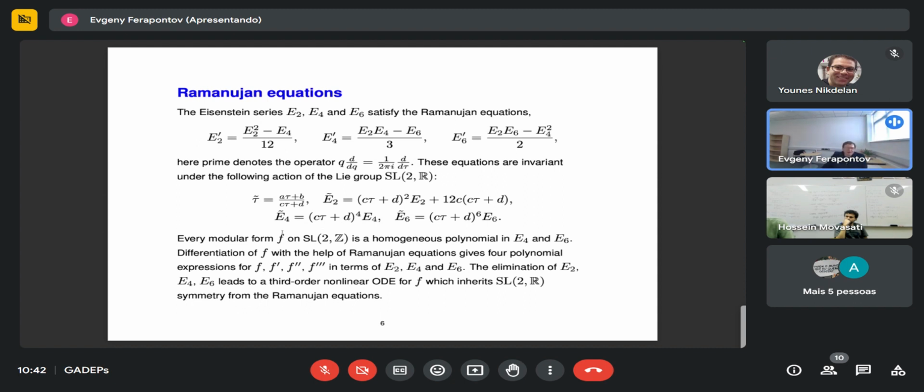Now, it's well known that every modular form f on SL2Z is a homogeneous polynomial in E4 and E6, all right? So let's write this equation. f equals some function of E4, E6. Let's differentiate. I'll get f prime equals the derivative of the right-hand side. And for derivatives of E4 and E6, I use this. Then in f prime, E2 will appear because it appears when you differentiate E4 and E6. When you differentiate further, E2, E4, and E6 will appear on the right-hand sides.